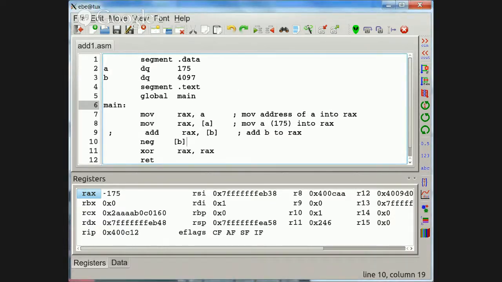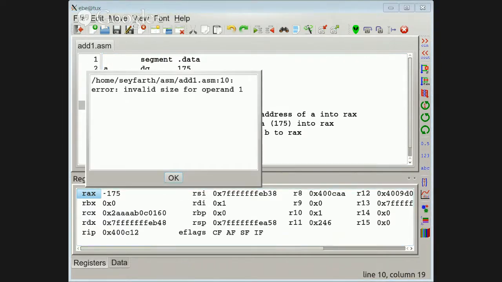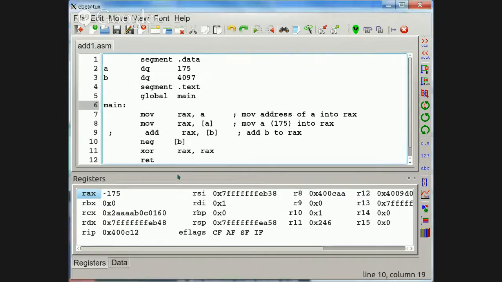I don't think that it allows you to use memory for a negate instruction. It was my guess that it probably works, but it apparently doesn't. Add, subtraction, I guess the next thing to try is multiplication.